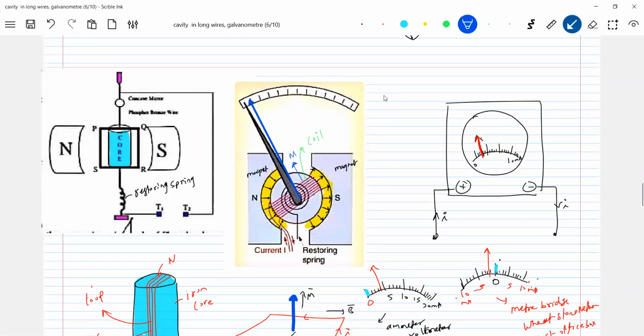Then as the loop rotates, the pointer will also deflect, and the spring will get twisted. So an equivalent opposite torque is set up and gradually the pointer will come to rest here. So net torque is 0, it will be there. As long as current is flowing, the pointer will be here.